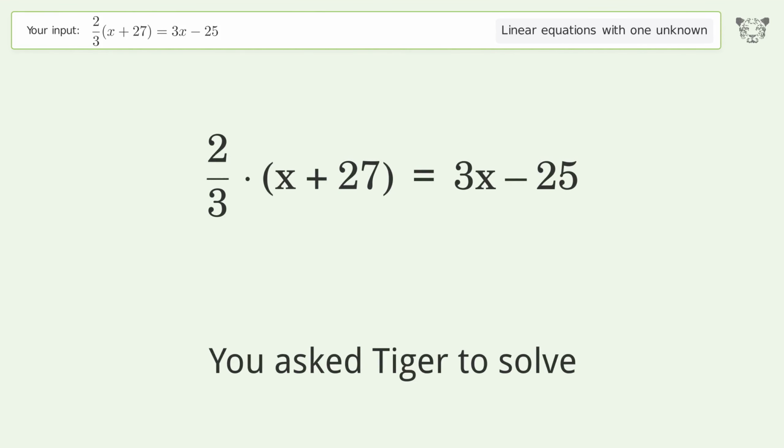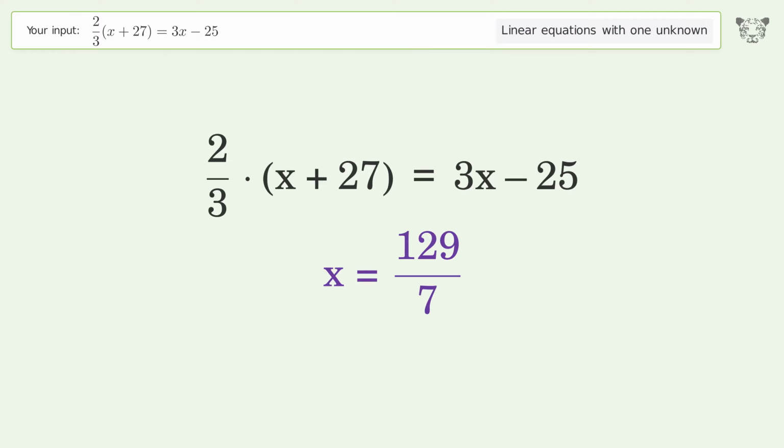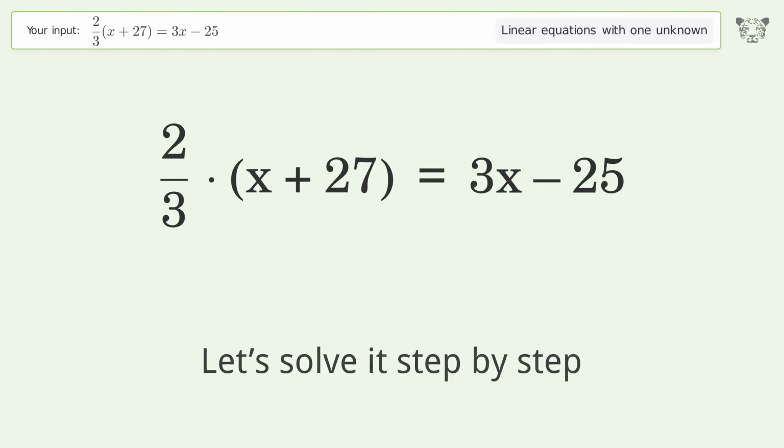You ask Tiger to solve. This deals with linear equations with one unknown. The final result is x equals 129/7. Let's solve it step by step.